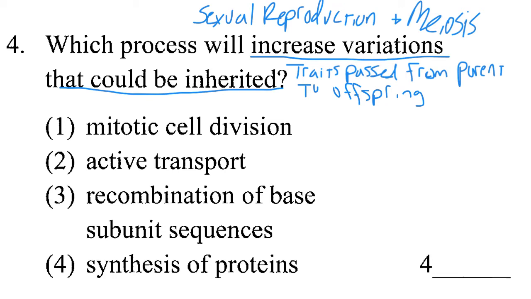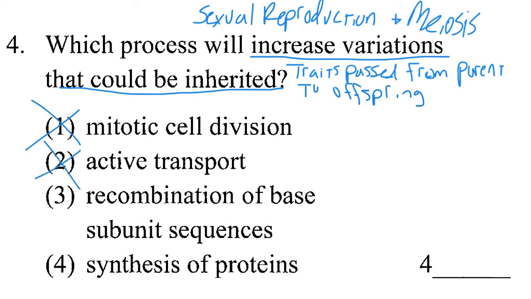Can that pass traits from parent to offspring? Yes. But does it lead to genetic variations? No. The offspring are going to be genetically identical to the parent. So that will not increase variations, and that will not be our answer. 2. Active transport. That is the movement of materials from an area of low concentration to an area of high concentration with the use of energy, or ATP. Has nothing to do with sexual reproduction, increasing variation, heritability, so that's not our answer.